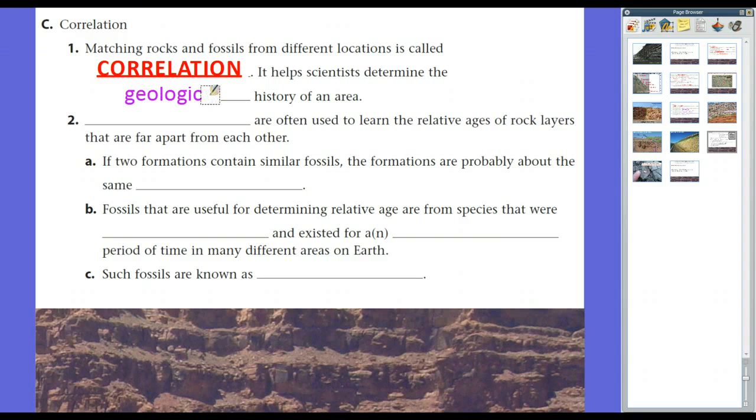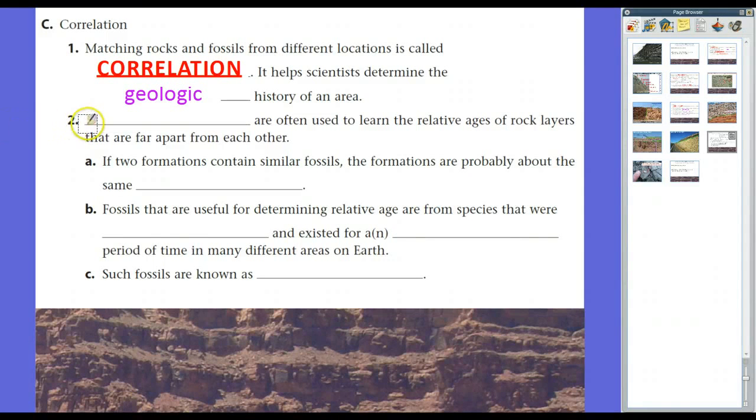So this is what will happen, is that scientists will find a layer of rocks and they don't quite know the age of it, but they find some fossils in it. So in another area, they find a similar rock layer with similar fossils. Eventually, they find out the dates of the fossils. And from there, they'll say, well, if these two rock layers are really similar and they have the same kind of fossils, they must have the same age.